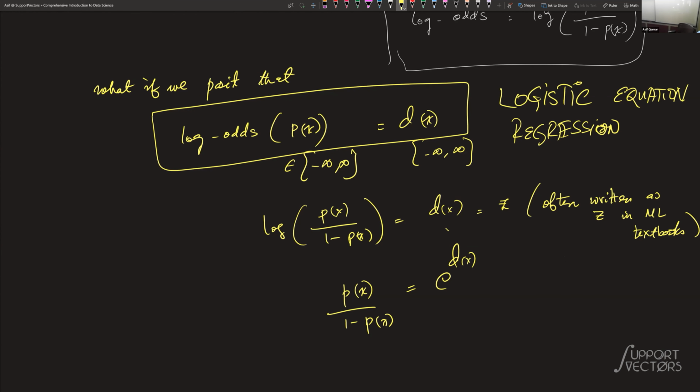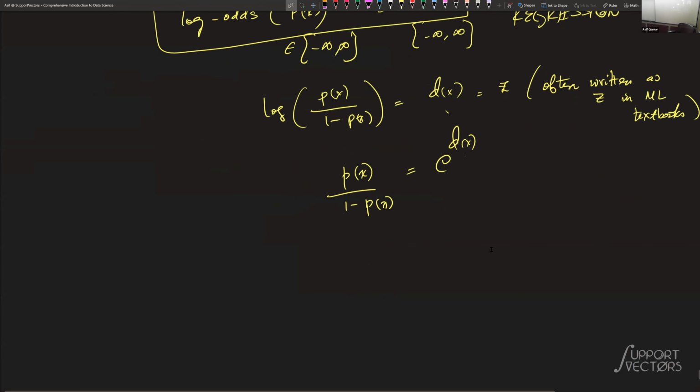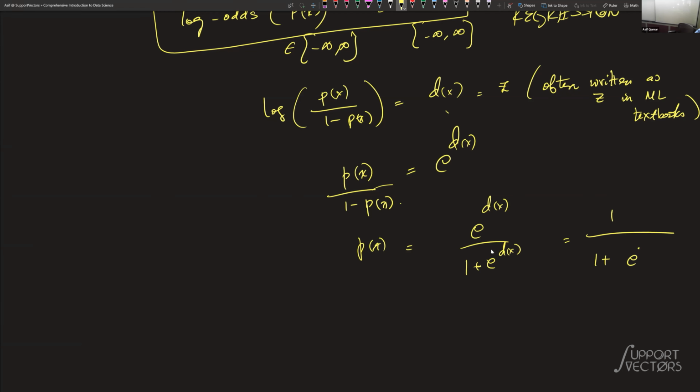Right? And now let me make it into a more traditional form. I could say P(x) is equal to, if you just work it out, you add P(x) to the denominator. So it will become e to the D(x) over 1 plus e to the D(x). Now divide numerator and denominator by e to the D(x), it will become 1 over 1 plus e to the minus D(x), often also written as 1 over 1 plus e to the minus z. Are we together?